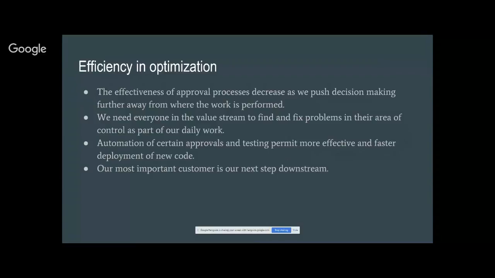Our most important customer is our next step downstream. So if I'm a programmer, depending on where I am in the process, my next step downstream may not be a production release. It may be QA. It may be another group of engineers. And that is who I am writing my code for at that point. I'm making sure that they're my customer, that they have everything they need to do their part of the job, and that my code is written in an efficient way so that they can do theirs.